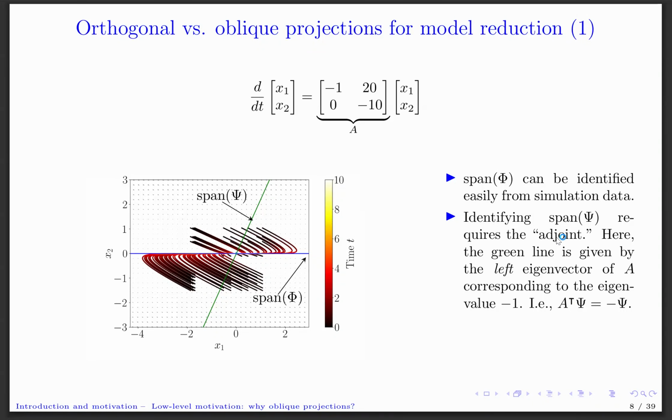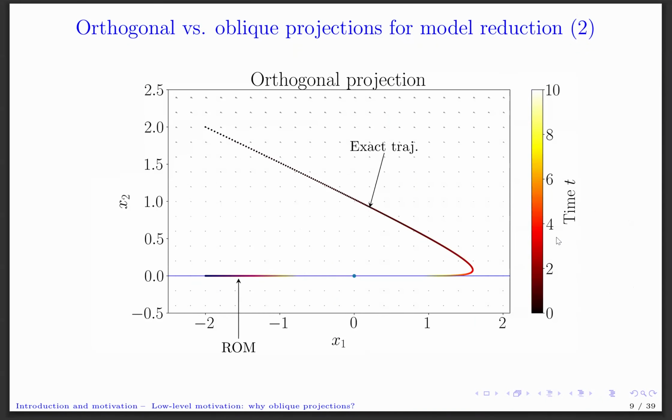We want to have a one-dimensional model that evolves on the blue line and is somewhat representative of what happens to the two-dimensional system. And so I start with an initial condition, and the first thing that one may try to do is say, well, I'm just going to orthogonally project my initial condition here onto the blue line and then evolve the system. So this is what the exact system does, and this is what the ROM prediction is.